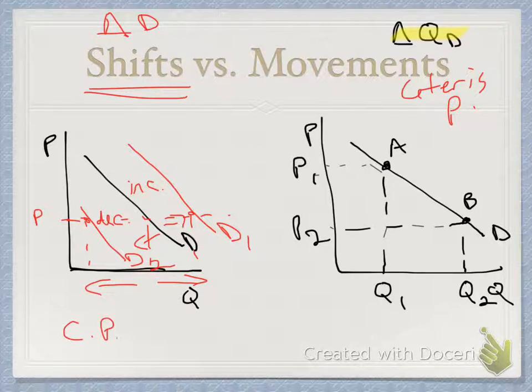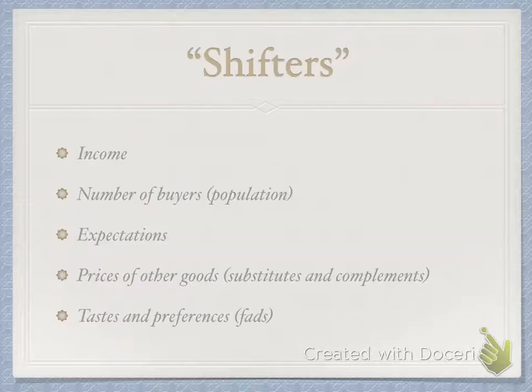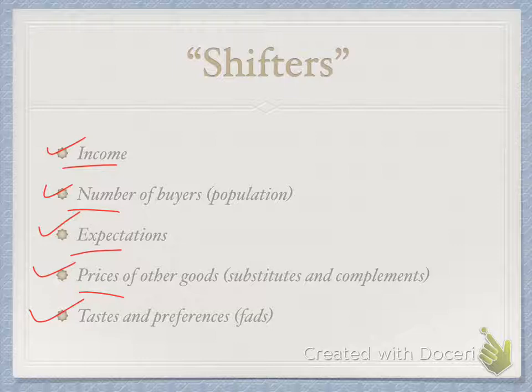That's where we say ceteris paribus. No, we're going to change things. Natural question, what are we going to change? These 5 things: income, the number of buyers, expectations of future price, prices of other goods, and tastes and preferences. Okay? Now I lined it up to spell inept. That's kind of cute for you, but I don't want you to just memorize that. I want you to understand this. Quick examples.